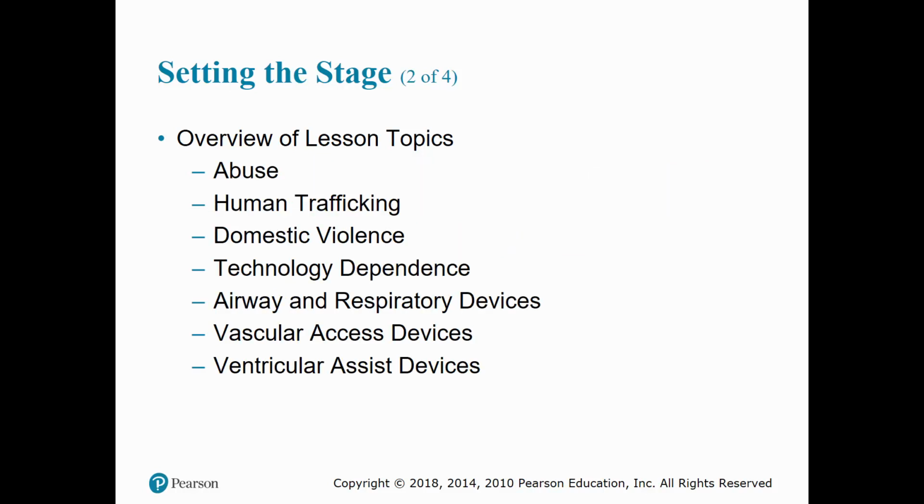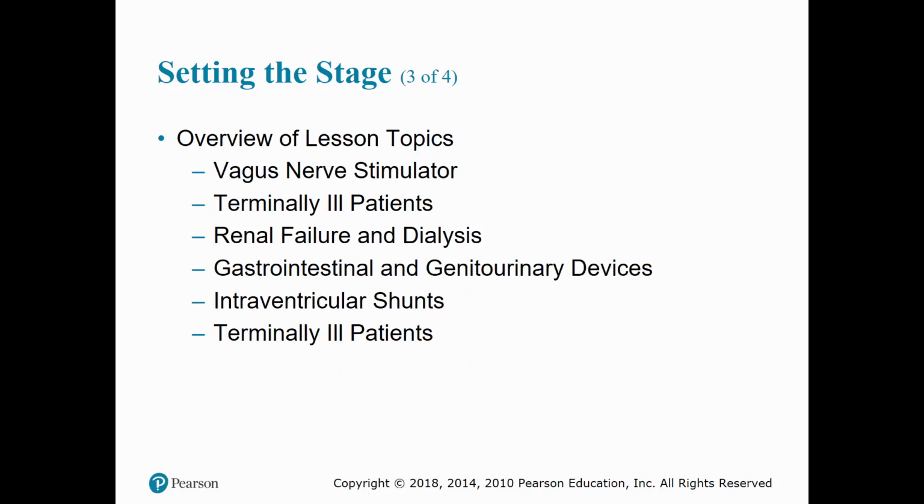We'll also discuss some of how to deal with patients that have been abused, human trafficking, violence, over some medical devices that you might see working in the field, such as vascular access and ventricular assist devices, vagus nerve stimulators. We'll discuss how to deal with terminally ill patients, dialysis patients, as well as intraventricular shunts.